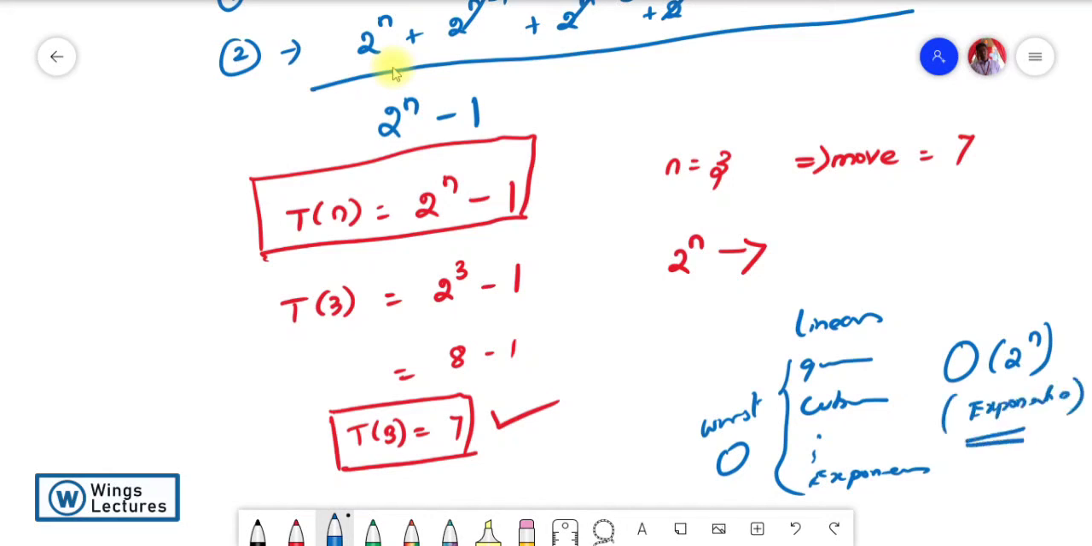Okay, so I hope you have got a clear idea about how to solve the Tower of Hanoi problem and how to compute the time complexity by using the substitution method. Okay, sorry, backward substitution method.